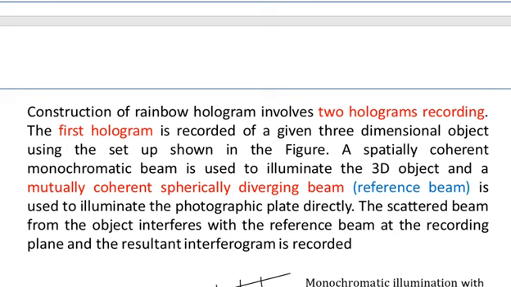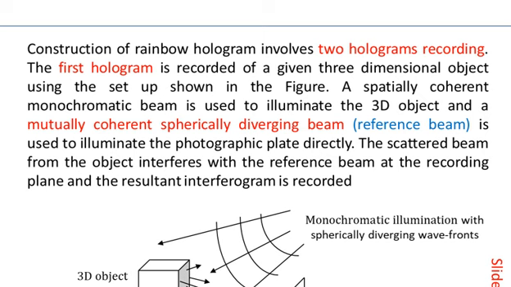A spatially coherent monochromatic beam is used to illuminate the 3D object, and a mutually coherent spherically diverging beam. When we say mutually coherent beam, it means that the beam is generated from the same source. And a mutually coherent spherically diverging beam, which we call the reference beam, is used to illuminate the photographic plate directly. The scattered beam from the object interferes with the reference beam at the recording plane, and the resultant interferogram is recorded.